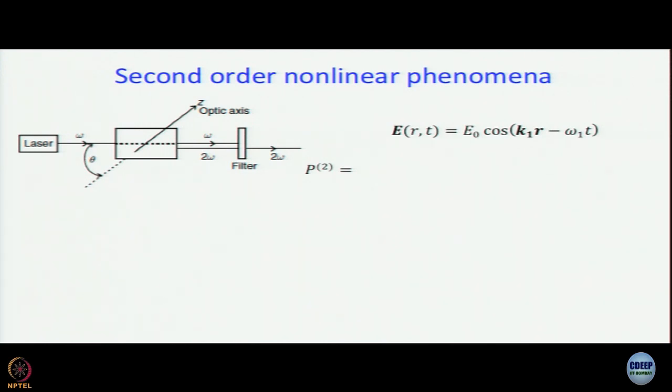E0 square, that is a good beginning. Then cos square(k1 r minus omega1 t). It is very simple. As I have said many times in many different fora, I never ask difficult questions. Cos square term. But now I want to ask a question. Let us see if you remember our high school trigonometry. How do we write cos square theta? Cos square theta is equal to, in terms of cos, 1 plus cos 2 theta divided by 2, right?